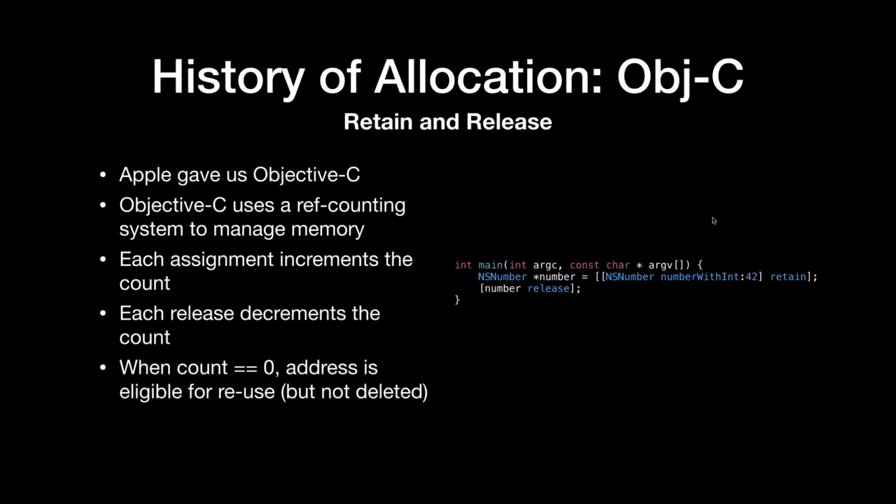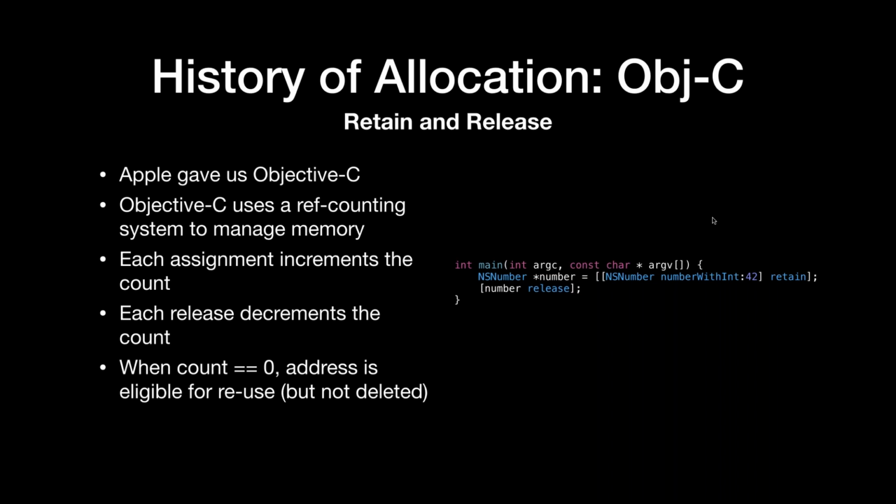Okay, so C was hard and had a few problems. So Apple came along and invented Objective-C. Objective-C, we call that a superset of C because it sits on top of the C runtime, which I hope you'll see in a few minutes here. But Objective-C looks very different. The keywords aren't malloc and free. Now the keywords are retain and release.